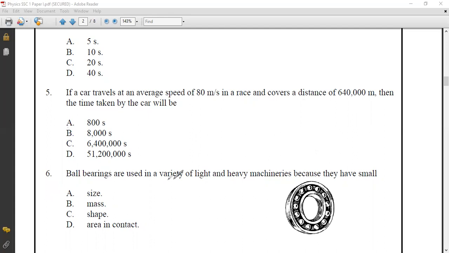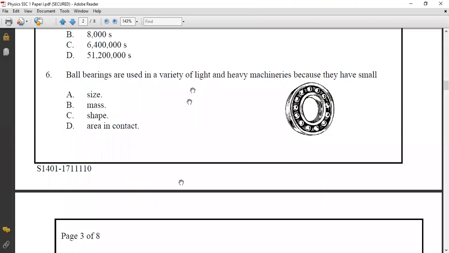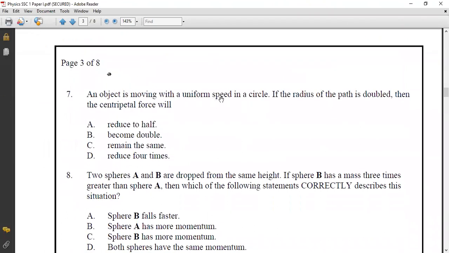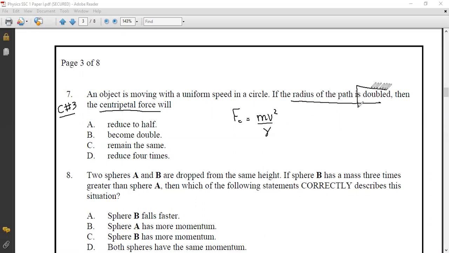So let's come to the other question, that is question number 7. And in question 7, let's see what we have in this. An object is moving with a uniform speed in a circle. If the radius of the path is doubled, then what will happen to the centripetal force? So this is our question from our chapter number 3, Dynamics. What this question is asking is what happens to the centripetal force, that is equal to mv square over r, if we double the distance or the radius of the circular path. So what will happen to the centripetal force?